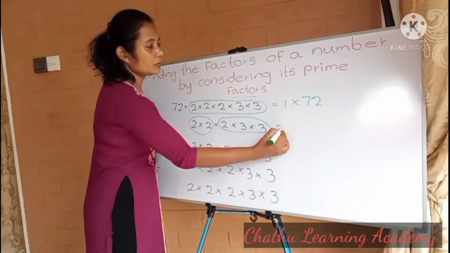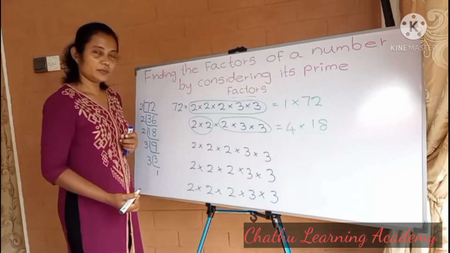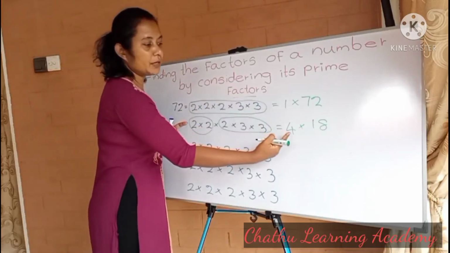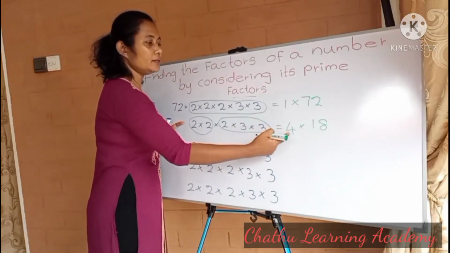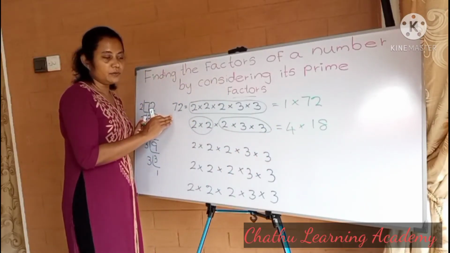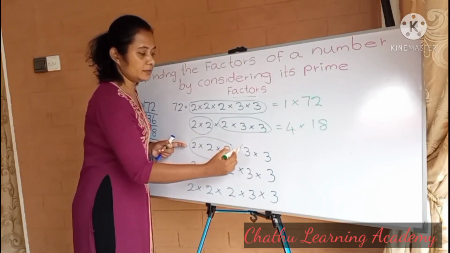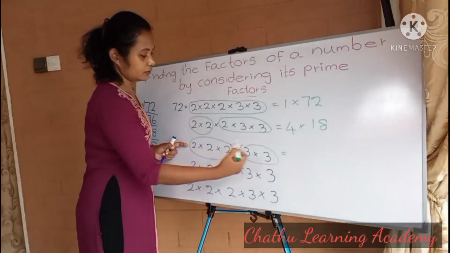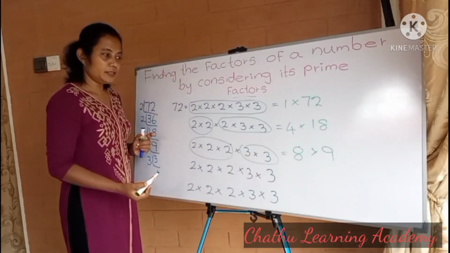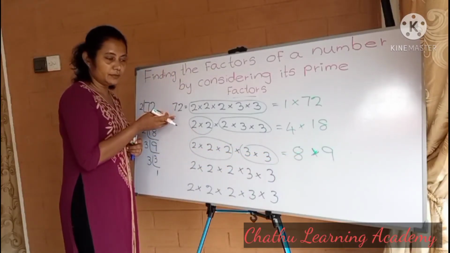2 into 2, 4. Here 18. Then another two factors. 72 as a product of 4 and 18. Then we can consider these two whole numbers as factors of 72. Then here we can circle it this way. Then here 2 into 2 into 2, 8, 3 into 3, 9. 8 into 9. Here, this 8 and 9 are also factors of 72.